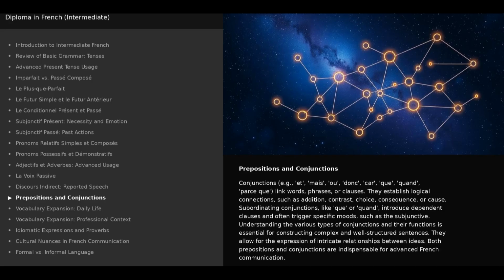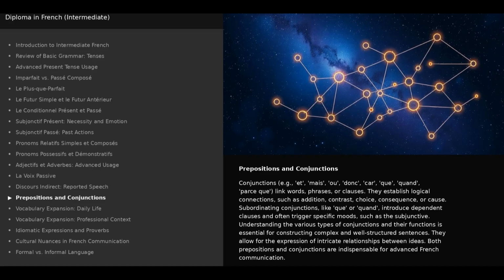Conjunctions, e.g. et, mais, ou, donc, car, que, quand, parce que, link words, phrases, or clauses. They establish logical connections, such as addition, contrast, choice, consequence, or cause. Subordinating conjunctions, like que or ko, introduce dependent clauses and often trigger specific moods, such as the subjunctive.